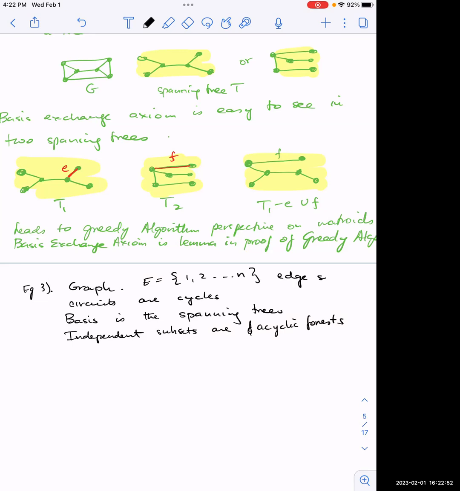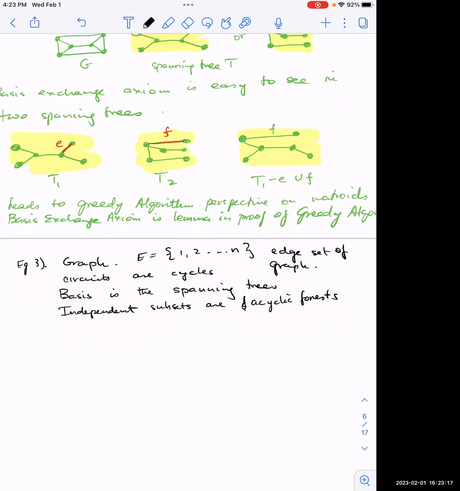Another slight terminology issue: in graph theory, N is reserved for the number of vertices and M is for the number of edges. And in matroids, it's exactly backwards. So N is the number of edges in the graph, okay? So this is it for graphs.